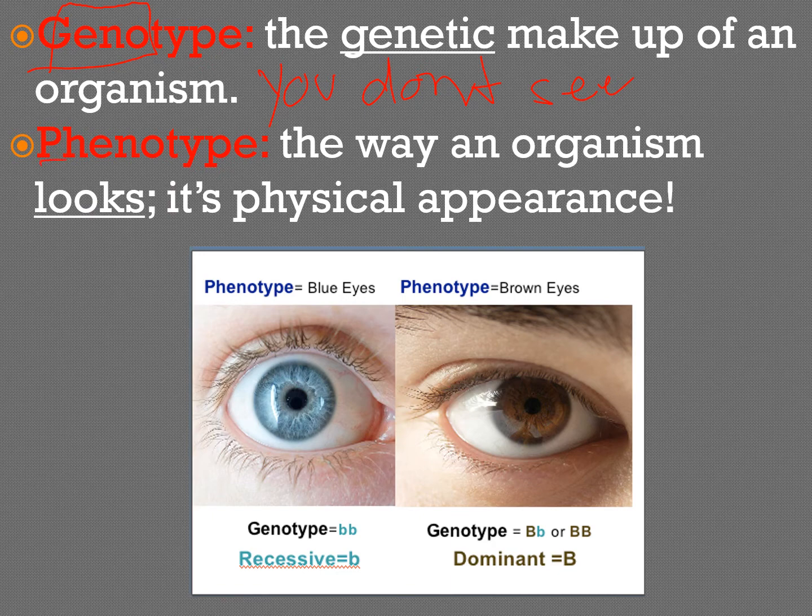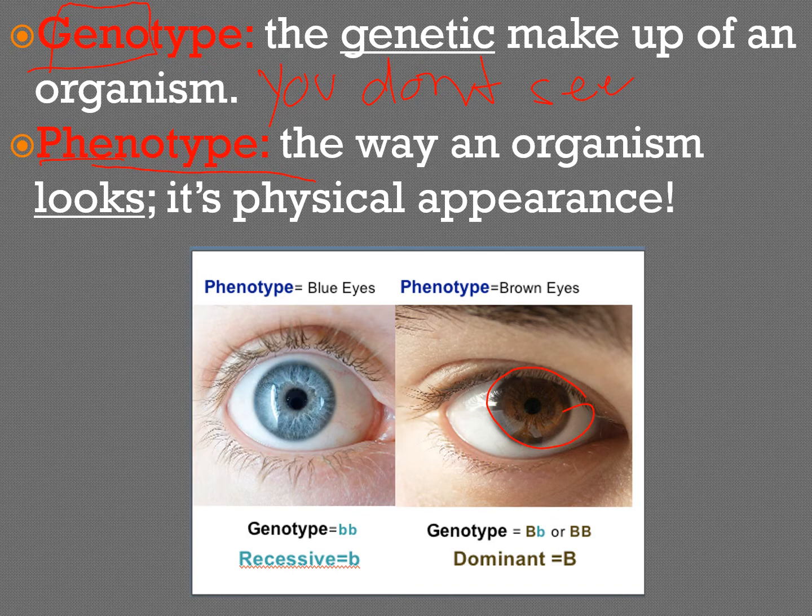Phenotype is based on physical appearance. So it's how it looks. I'm going to look at you and say, oh, you got some brown eyes. I'm not going to look at you and say, oh, you got big B, little b. No, I'm not going to say that. Nobody's going to say that. If you say that, you need to go somewhere and sit down. Nobody talks like that. We say, oh, you got some pretty green eyes.